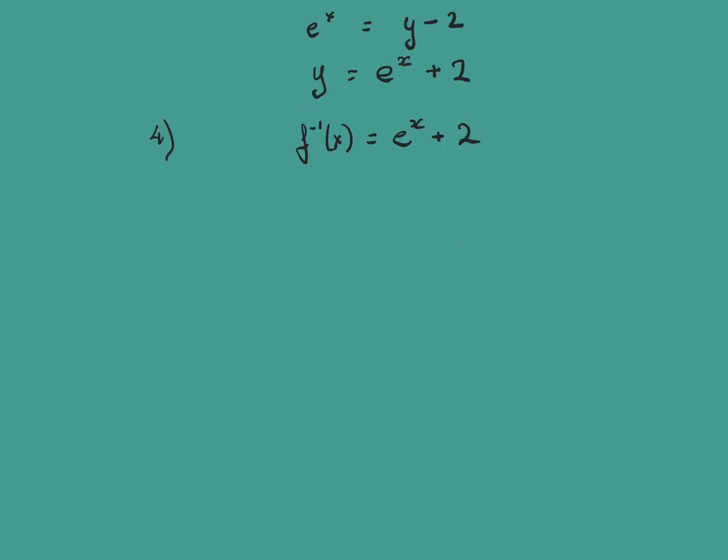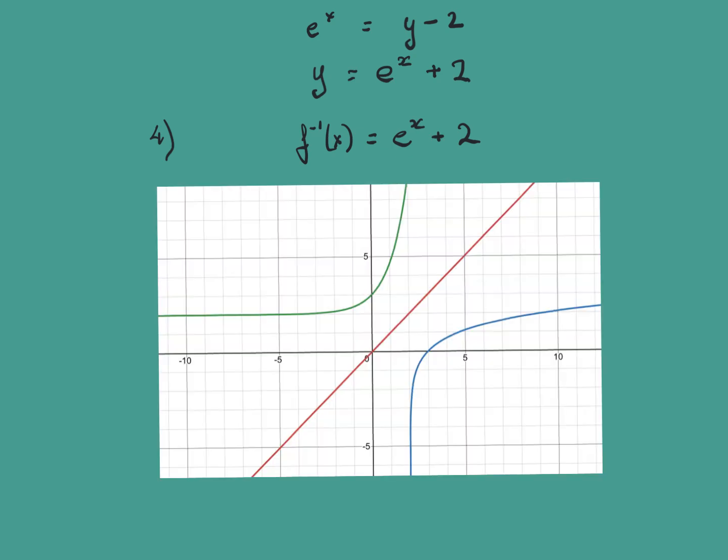Now I'd like to show you the graph of these functions. The blue was ln x minus 2, the original function, and then we had the y = x line, which will show the reflection of my inverse function as being e to the x plus 2. This is my inverse function.